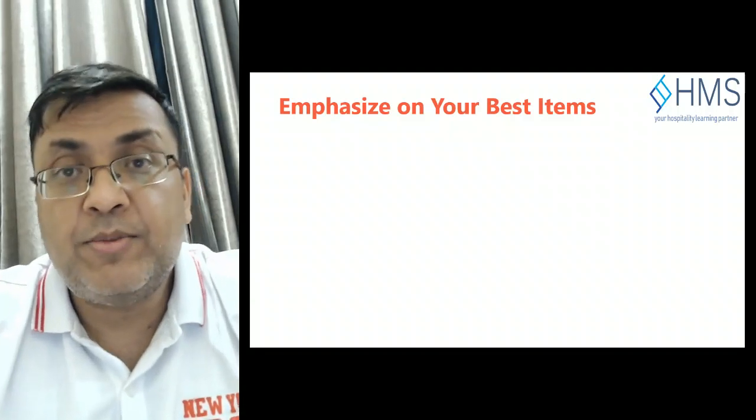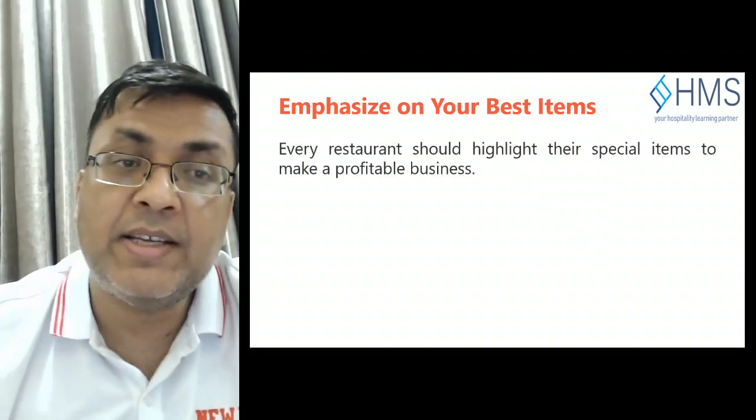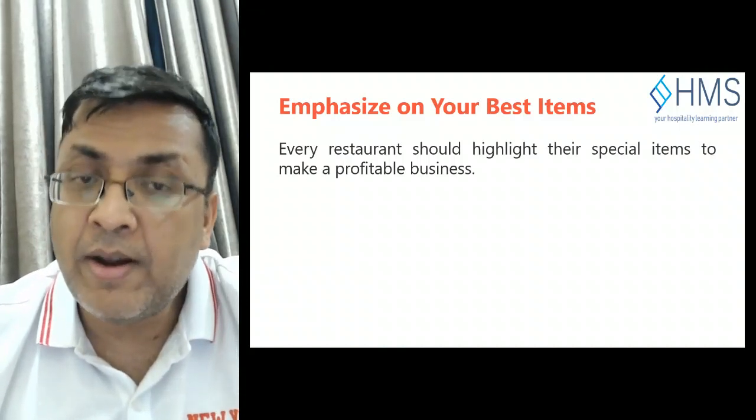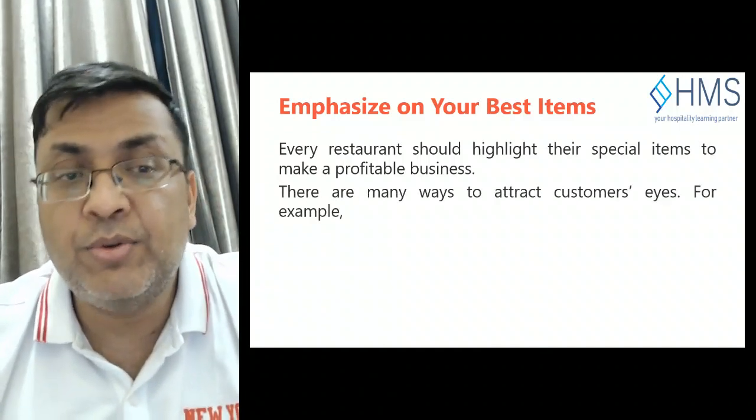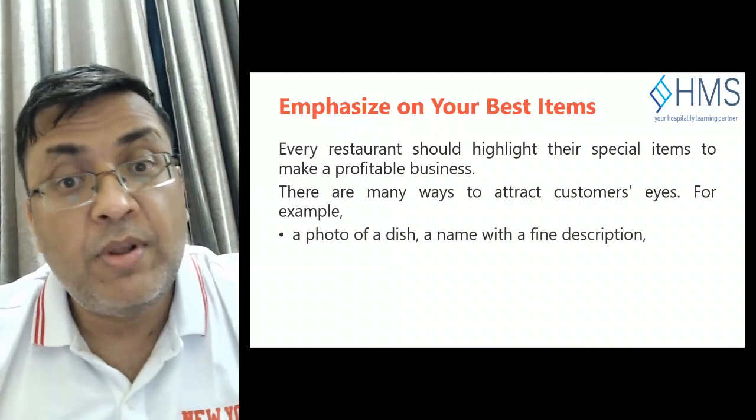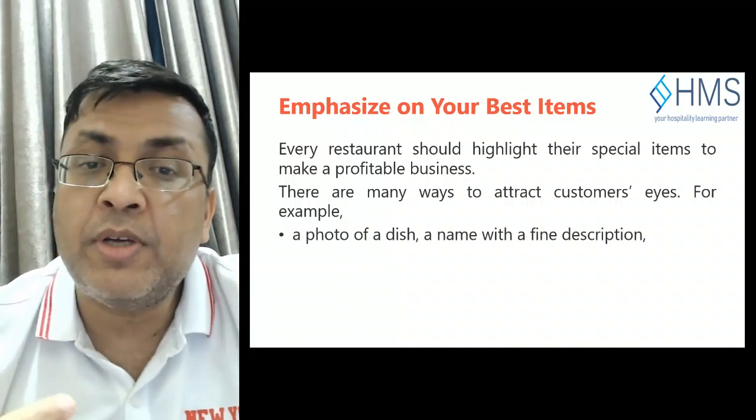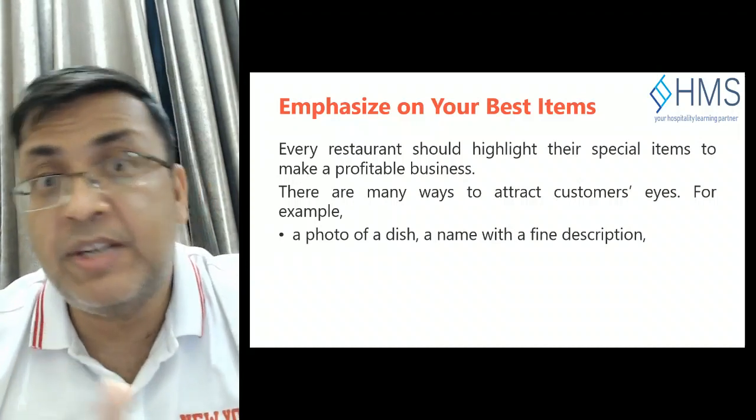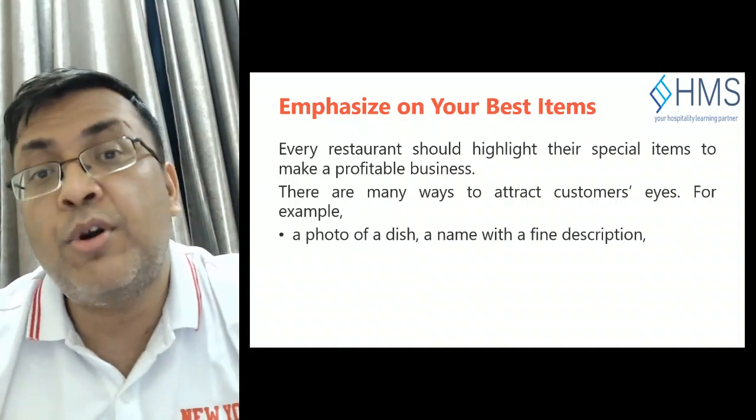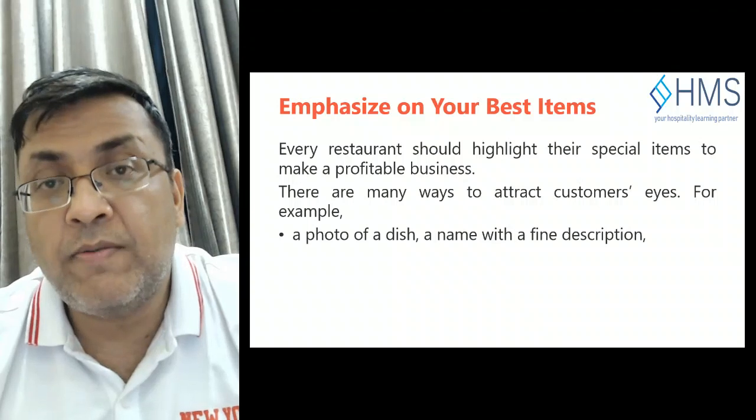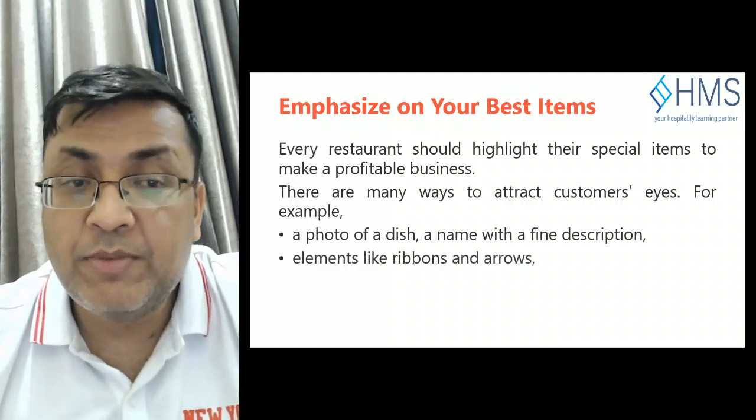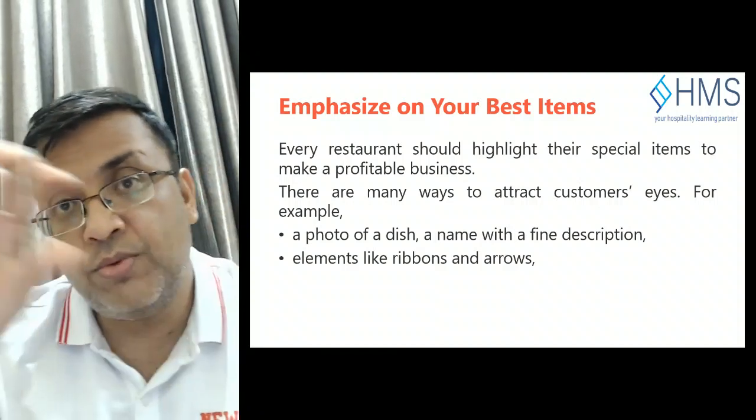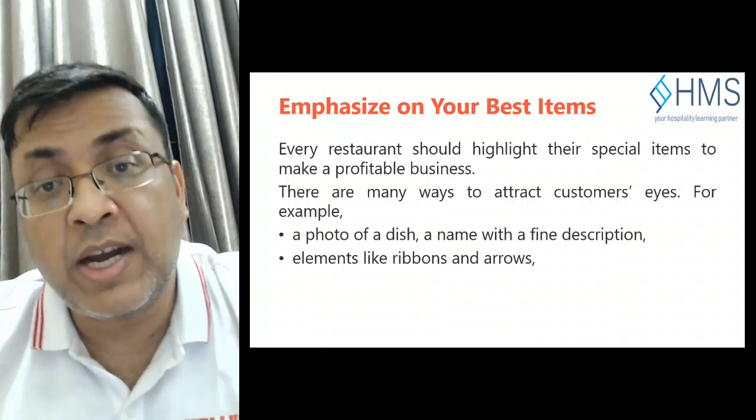On your best items. So how do we emphasize our best items in the menu? There are a couple of methods. You can use a photo. You normally use only one photo of one particular dish on one page. That's normally the criteria. You should not use too many pictures on one page, with a fine description.